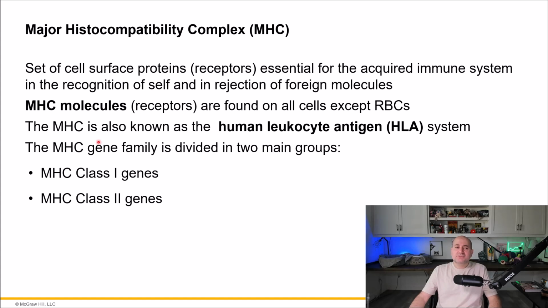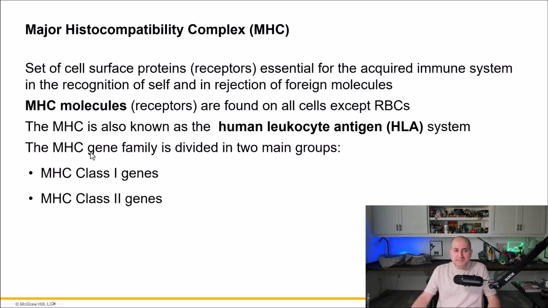And by the way, in humans, the MHC is actually called the human leukocyte antigen, or HLA, but you don't need to know that for now. Just if you ever see this term, that's what it refers to. It's the human MHC protein.